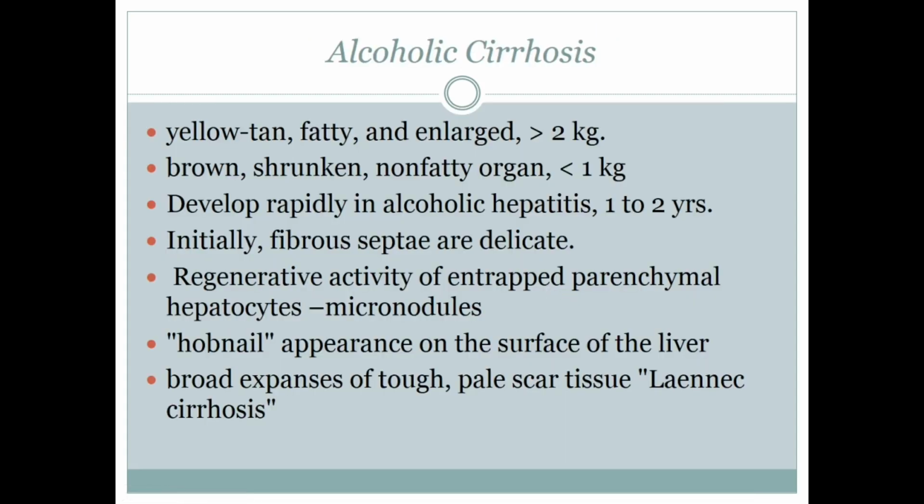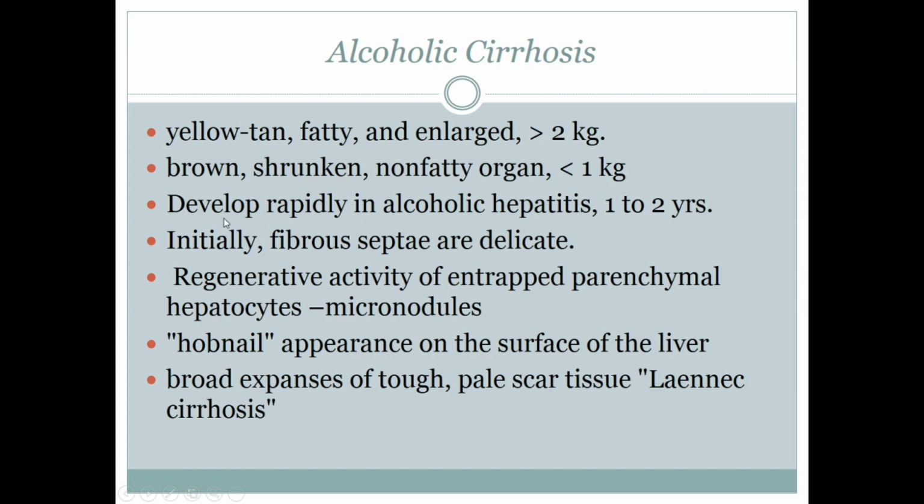Now, alcoholic cirrhosis, very, very common. Here, initially, the liver is always enlarged, okay, more than 2 kgs. However, like I told you, with time and with fibrosis, and stellate cells have the capability of being myofibroblasts, which can shrink. In that case, the liver will change into a brown, shrunken, non-fatty organ which is less than 1 kg. Okay, so remember, in the late stages of cirrhosis, the liver will actually become shrunken.